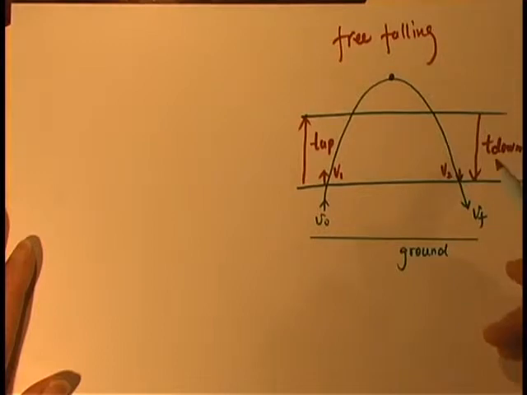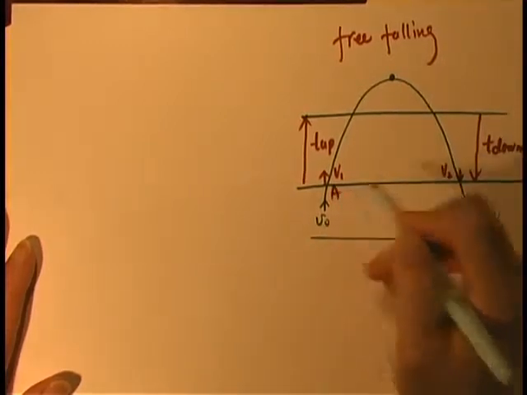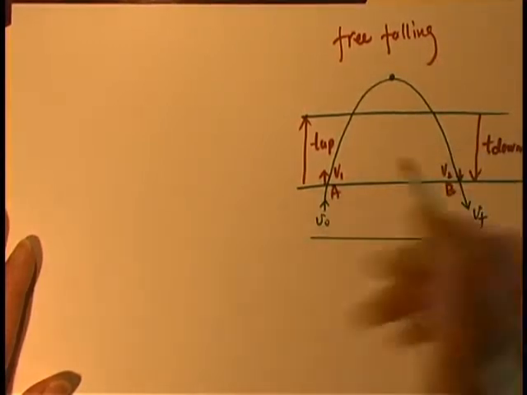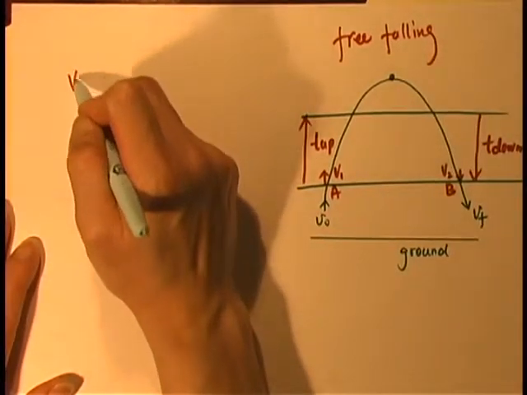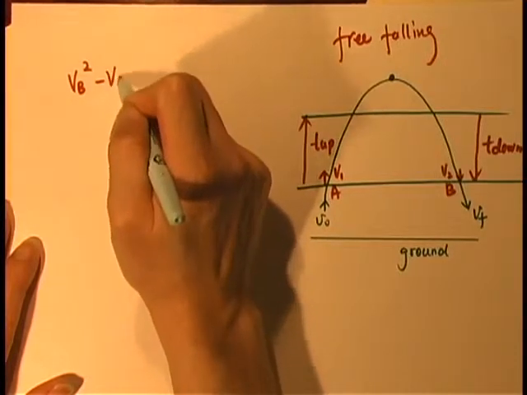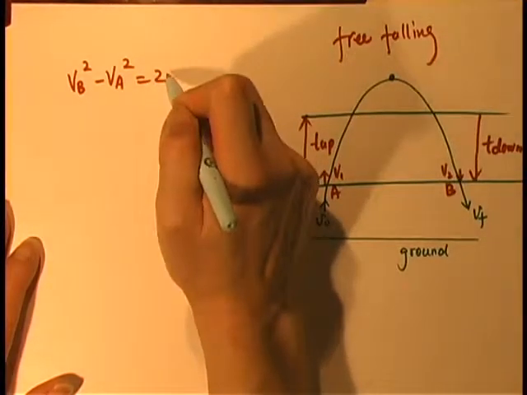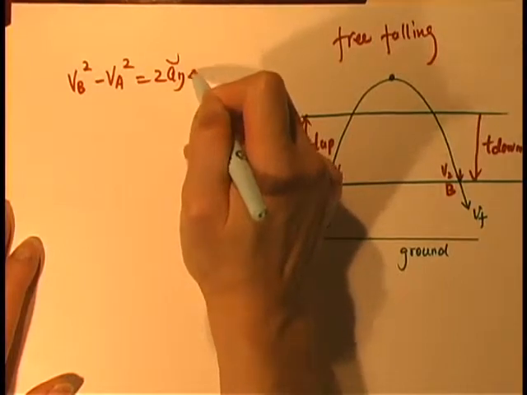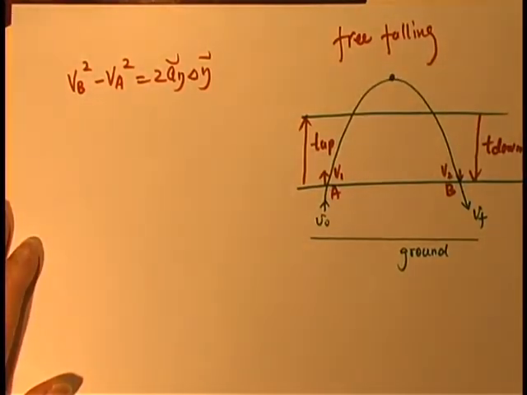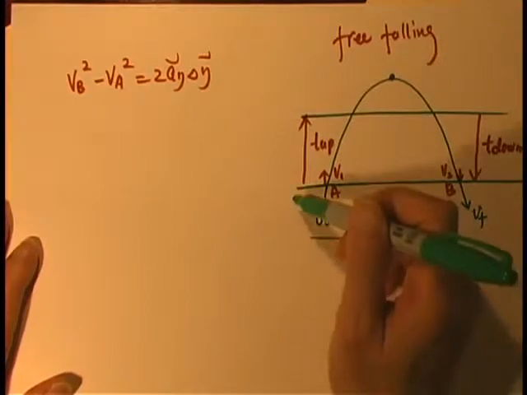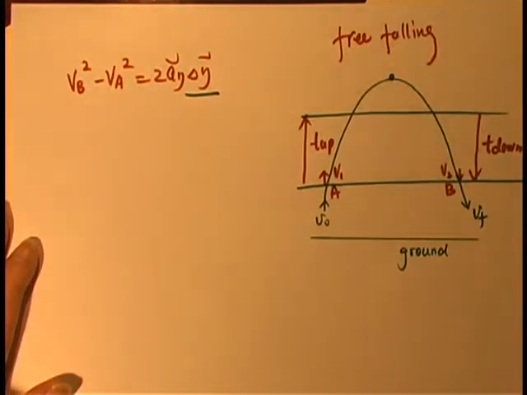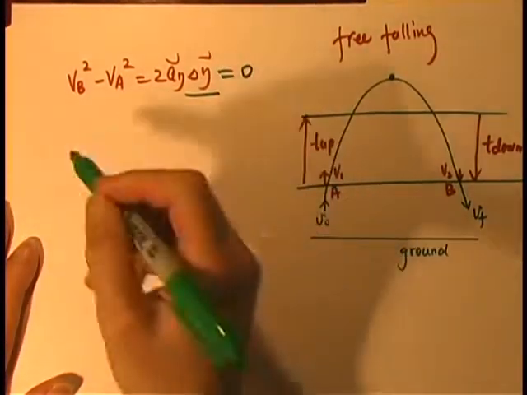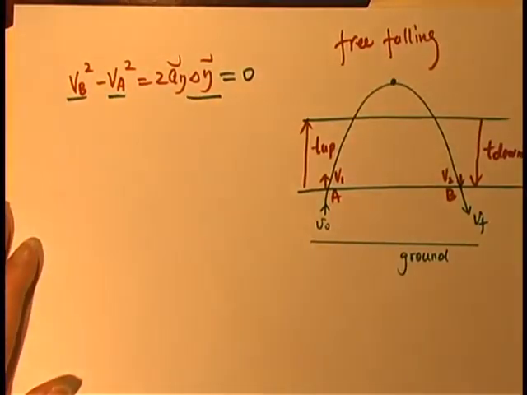How do we prove that? Very simple. If we choose here's A, there's B. Isn't that AB on the same horizontal level? Therefore, if we apply, B is final, V final squared minus V initial squared equals 2A delta Y. Since A and B are at the same horizontal level, delta Y, the difference in the Y direction of A and B, is equal to 0. If that's 0, then VB always equals VA.